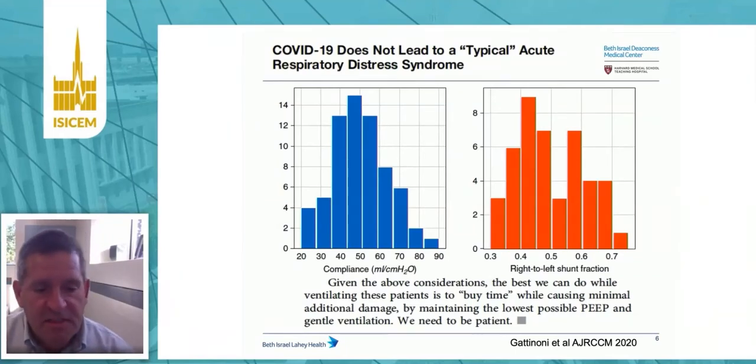The argument is based on the differences in compliance and shunt in these patients. And you can see from Dr. Gattinoni's work that there is a pretty wide distribution of lung compliance in COVID-19 patients, a wide distribution of right to left shunt, and that those patients who have a higher compliance and a lower level of shunt would do better with an unconventional mode of ventilation.